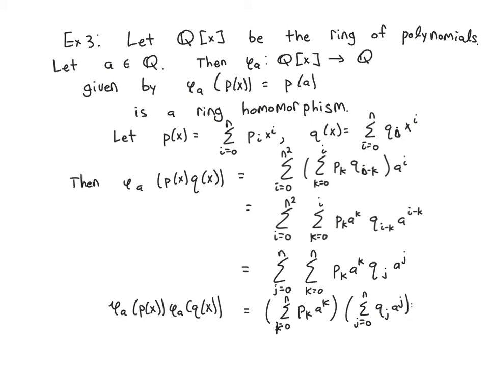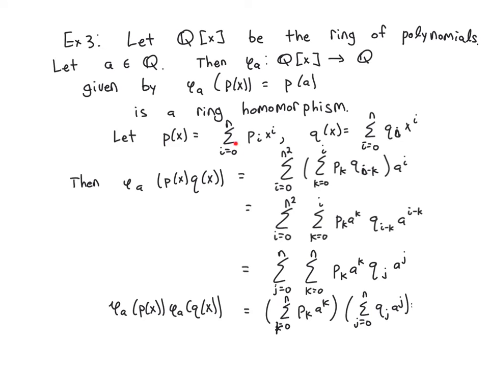At last, another favorite example. We'll let Q of x be the ring of polynomials with rational coefficients. Technically, you can use any ring here, but I want to make it as accessible as possible. Just pick your favorite rational number a, then you could define a function from the polynomial ring to Q. This is called the evaluation homomorphism. What do you do? You replace x with a in any polynomial.